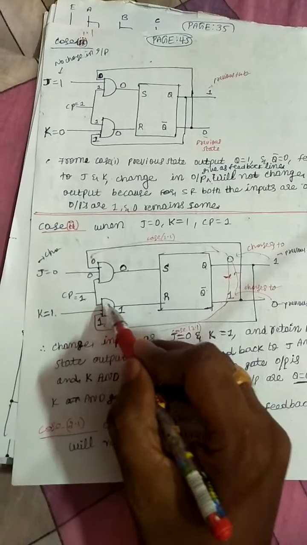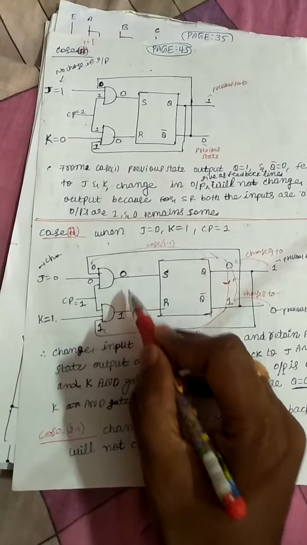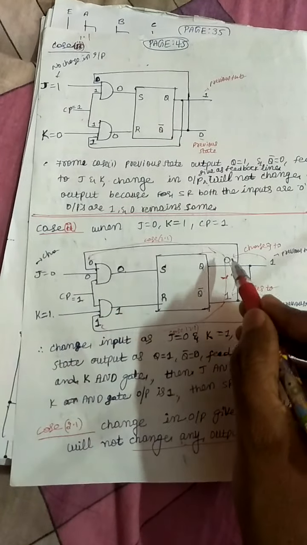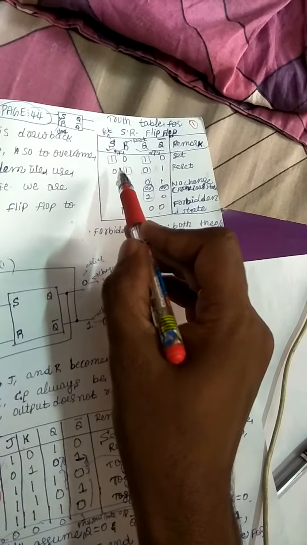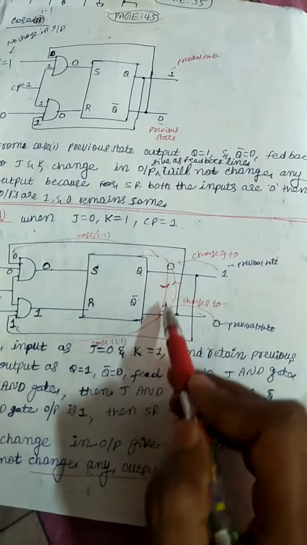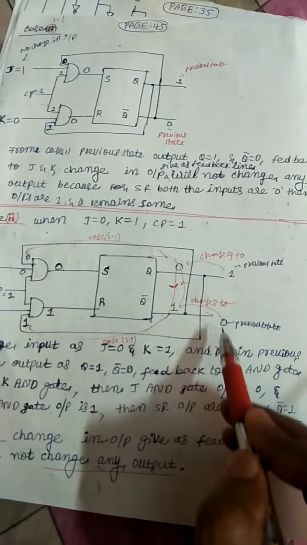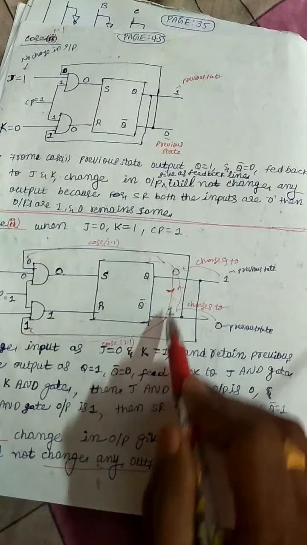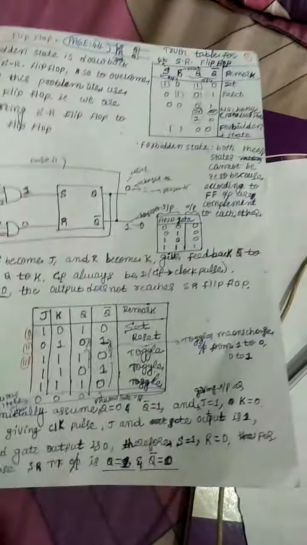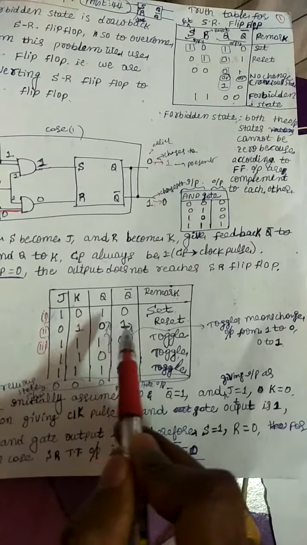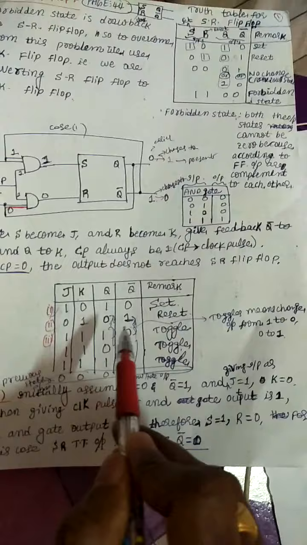Clock will always be 1. Then in SR flip-flop, 0 and 1 means the output is 0, 1. Therefore the output is 0, 1. So the output changes from 1, 0 to 0, 1. So your final output is 0, 1. I have written it in the truth table for JK flip-flop.